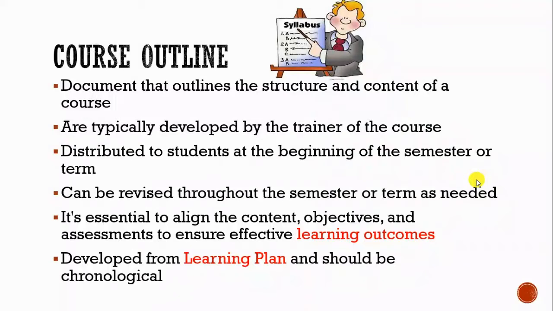And we said that a learning plan should be chronological. So whatever you are planning should have a flow, and that is what a course outline will pick. And therefore, it's good not to make mistakes on your learning plan, and that's why there's review. So there should be a flow of your activities and your content.